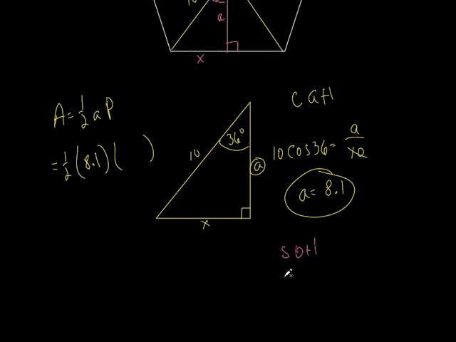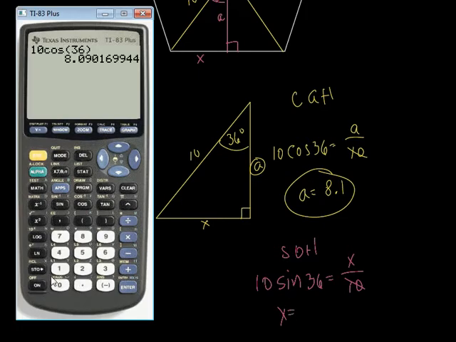So we're using the sine of 36. Let me finish this. The sine of 36 equals the opposite, which is x, over the hypotenuse, which is 10. Multiply both sides by 10. x is, let's plug this in, it's 10 sine of 36. So it's 5.9.